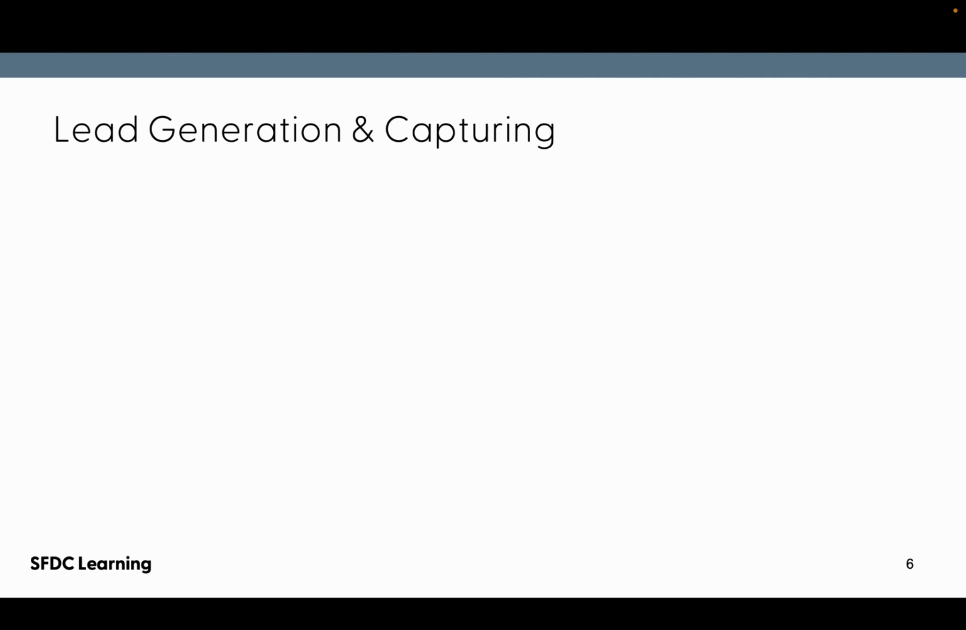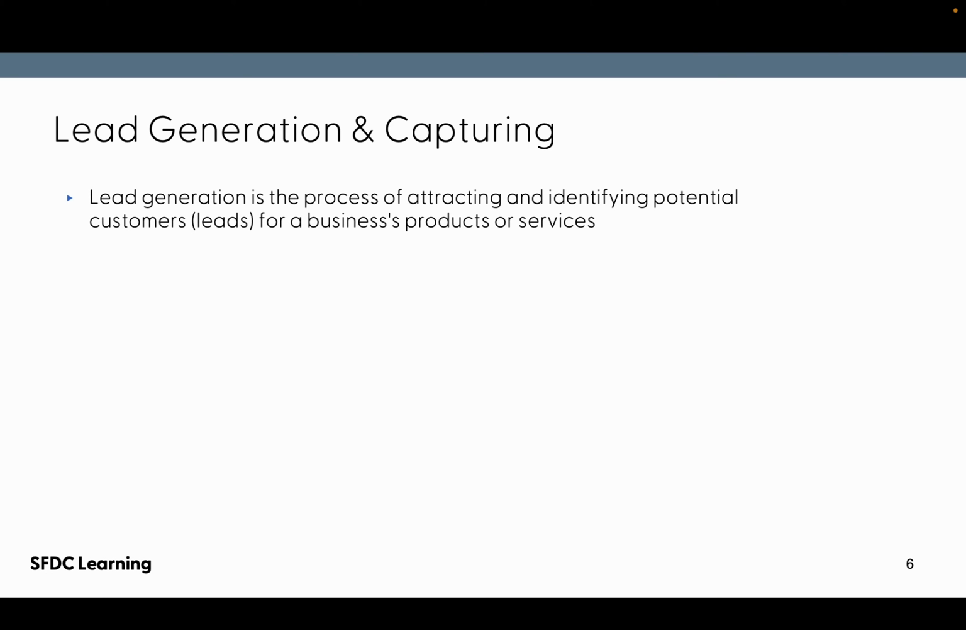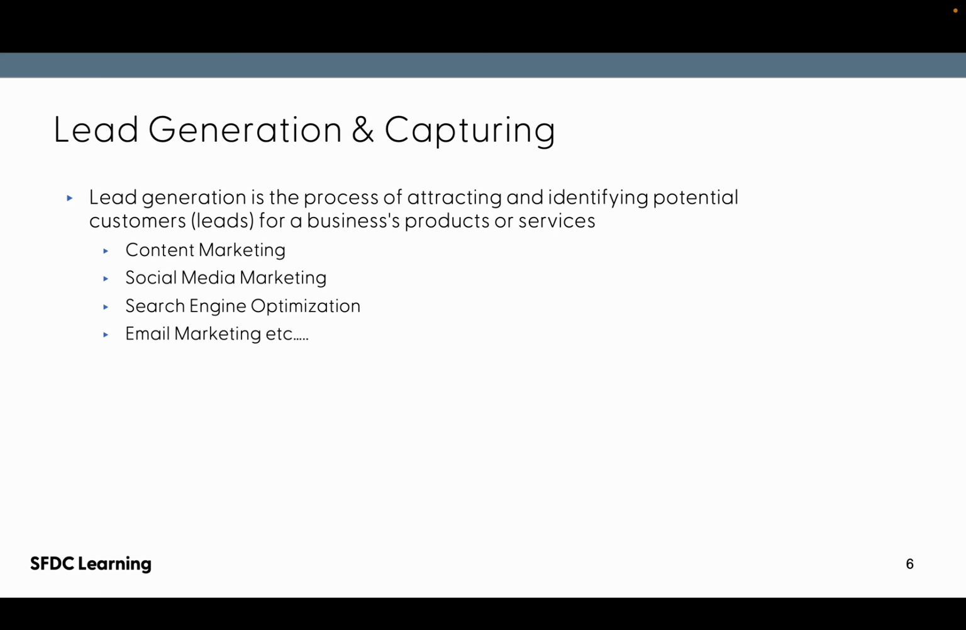Now let's have a look at lead generation and capturing in detail. Lead generation is the process of attracting and identifying potential customers for a business product or service, and this will be done via campaigning. How would you campaign? You do content marketing, social media marketing, search engine optimization so that whenever somebody searches for something, your website comes up as the very first result, and then email marketing, etc. There are different ways to implement the lead generation process.